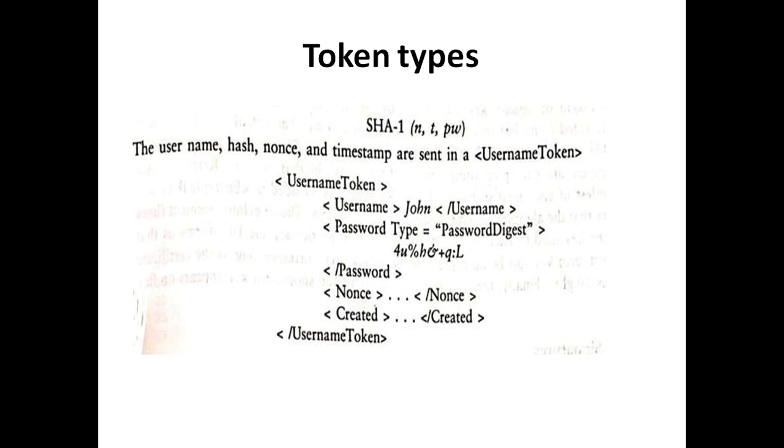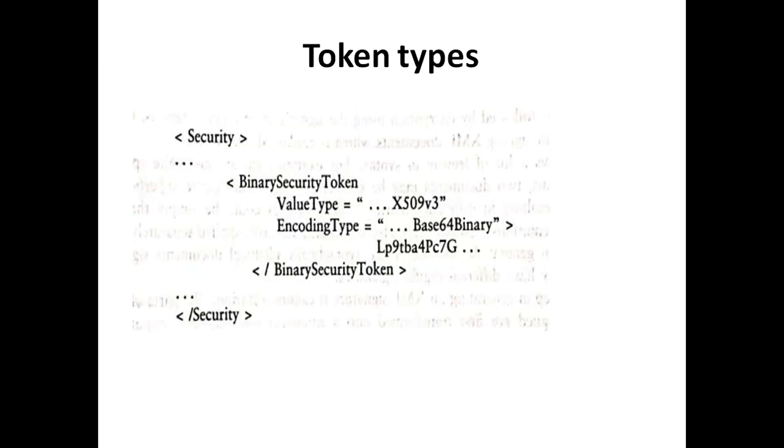The security tokens containing usernames are pure text. Some security tokens may contain binary data such as signatures or keys. The binary security token element is used in that case. So now here is an example of the binary security tokens, how we can use it in a program.